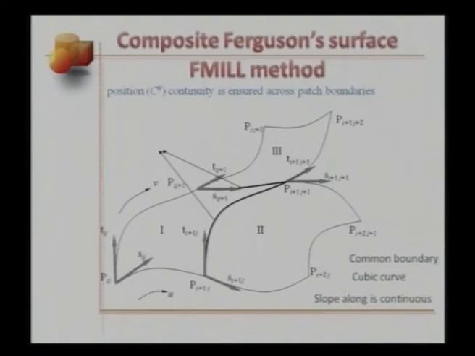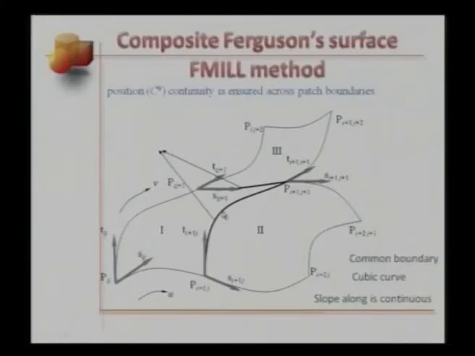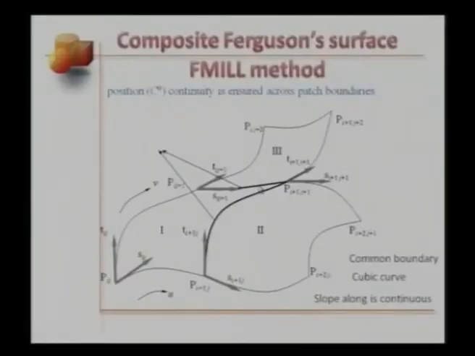What do we need to then worry about? We need to worry about the continuity in the cross boundary tangents. In other words, if I stand at any point here, I would be able to compute a unique normal, which would represent the normal for patch 1 and 2. Likewise, the same here. If I stand here, I should be able to compute a unique normal, which is representative of patch 1 and 3.